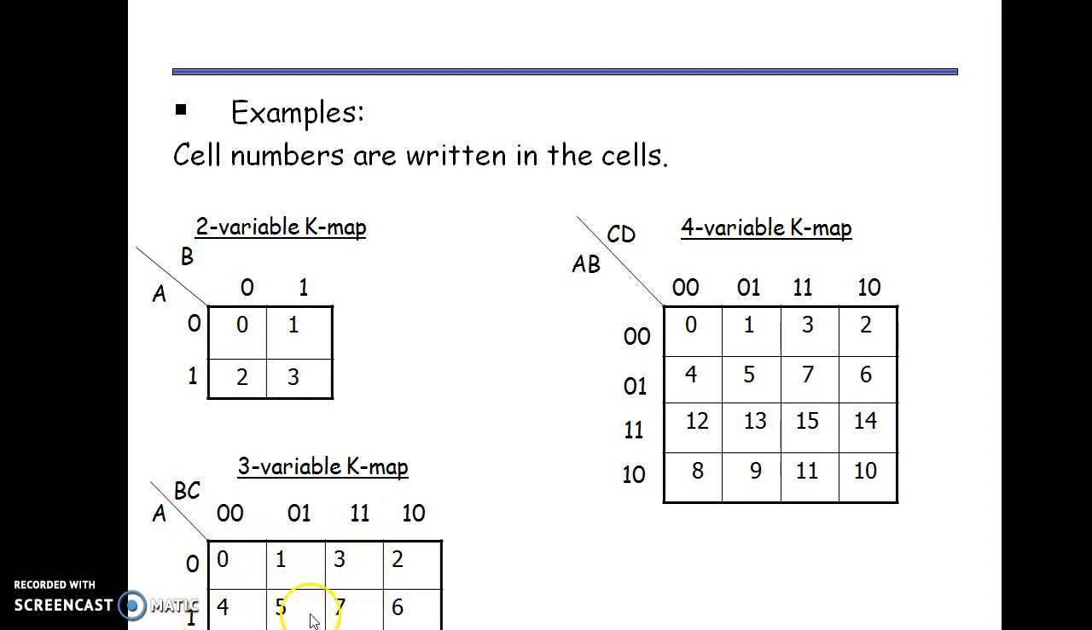7 is the equivalent of 1 1 1. 6 is the equivalent of 1 1 0. For the 4 variable K-map, we can see here 0 1 2 3 4 5 6 7 8 9 10 11. 8 means 1 0 0 0. 9 is 1 0 0 1. So 9 is at the intersection of 1 0 0 1. The binary number is 1 0 0 1, so the cell number is 9. In short, the cell number is the decimal equivalent of the binary number.